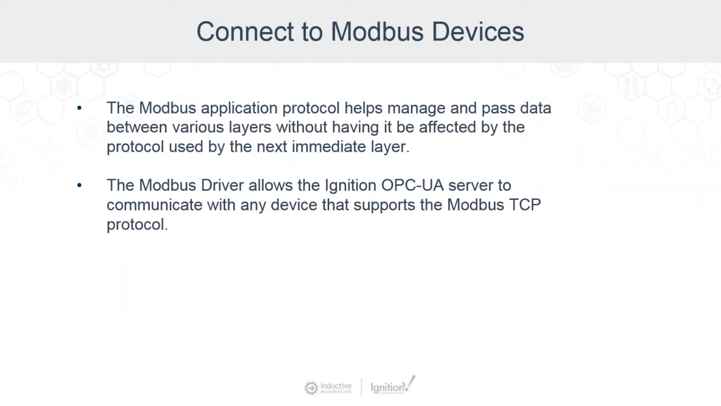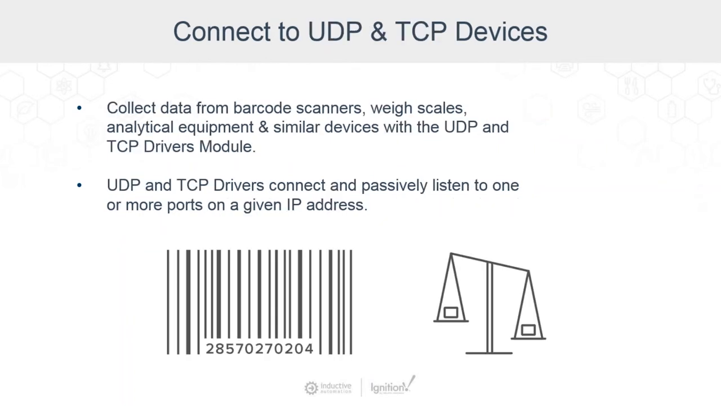You can collect data from laboratory information management systems, or LIMS, with the UDP and TCP drivers module. Those LIMS devices include barcode scanners, weigh scales, analytical equipment of various sorts. And the UDP and TCP drivers are configured to connect and passively listen to one or more ports on a given IP address. Rules are configured that dictate how the incoming data is interpreted.